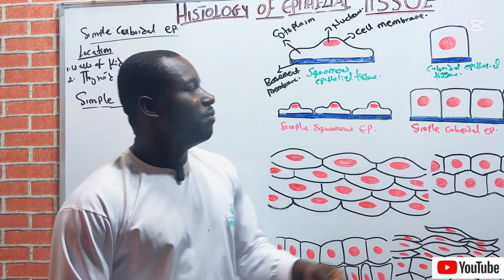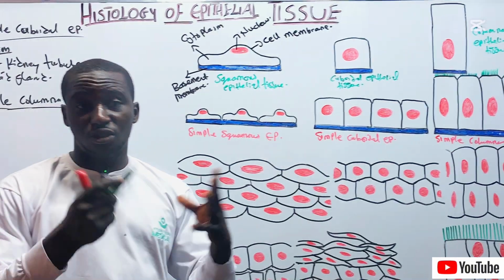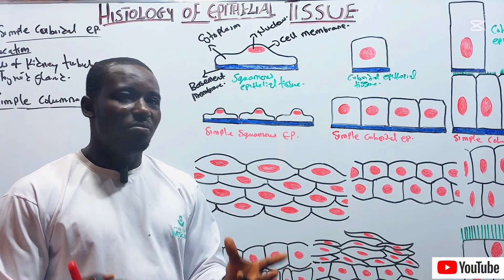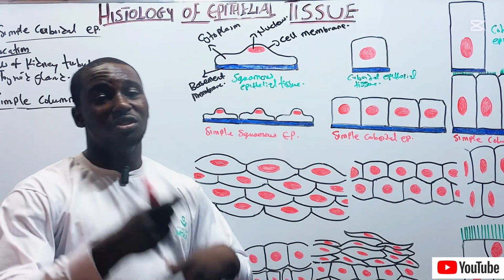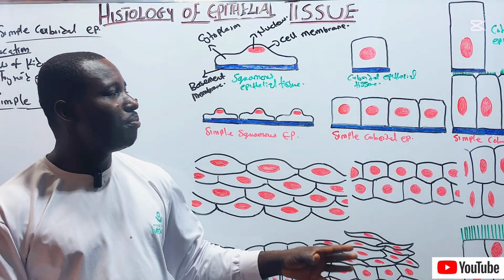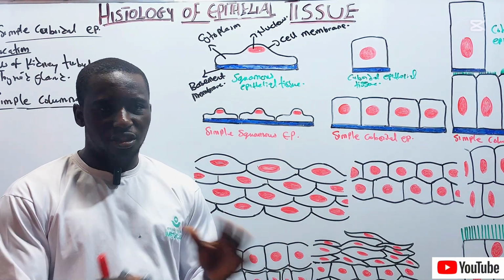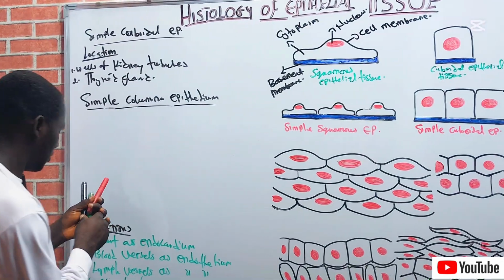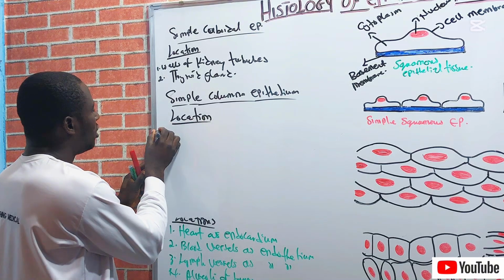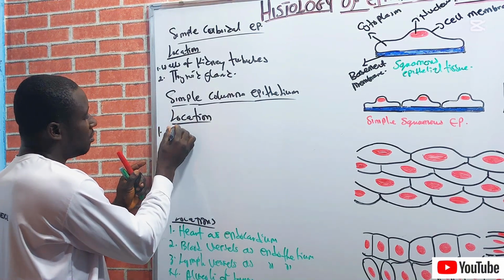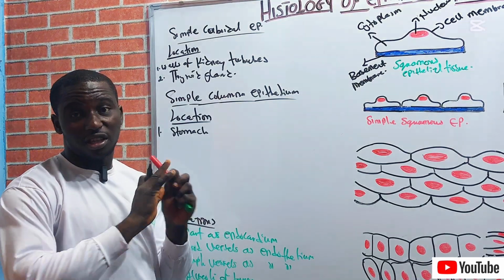And where is this epithelium located? First of all, it is found in the stomach lining, but it doesn't have any surface structure, something like cilia or microvilli or stereocilia. So the simple columnar epithelium that is found in the stomach does not have any surface structure. So now the location: number one place is the stomach, without any surface structure.